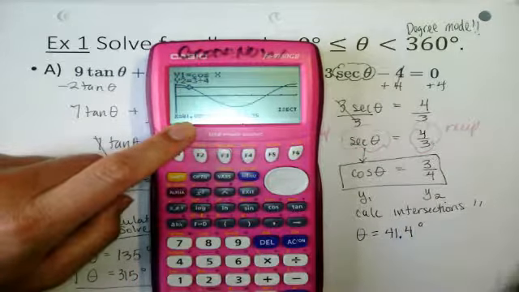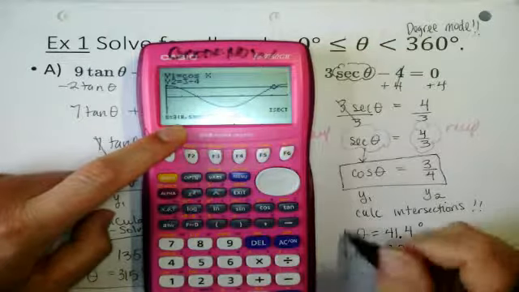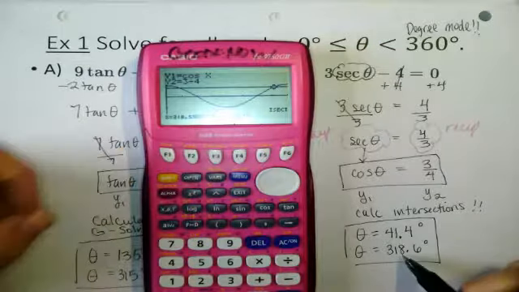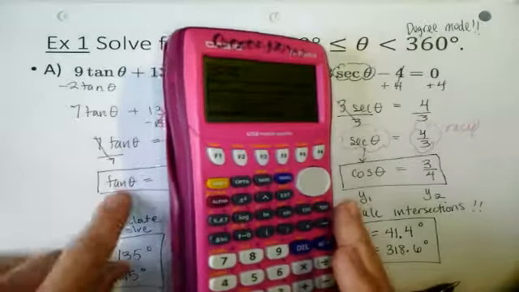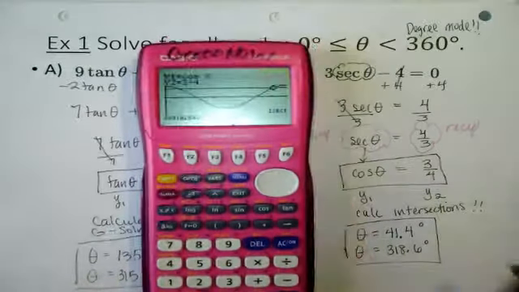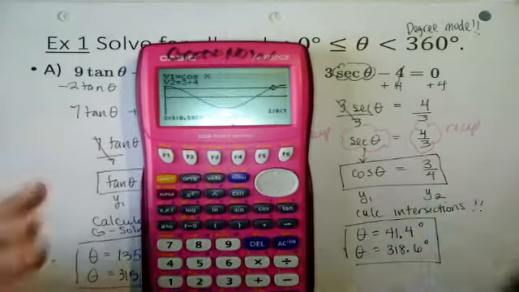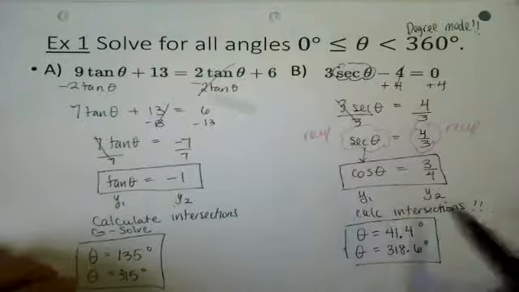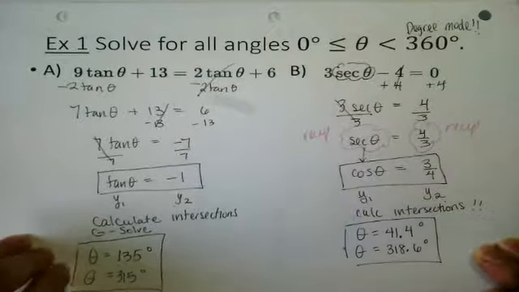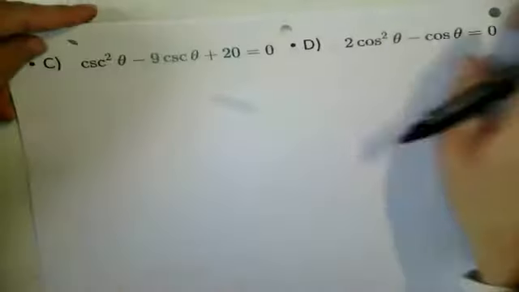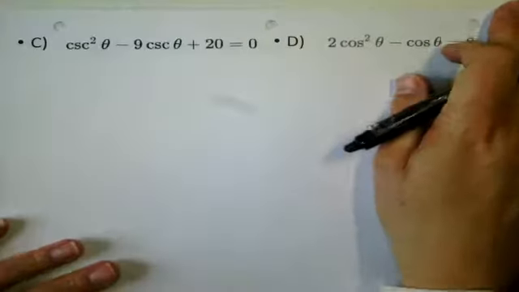And then 318.6 degrees. And those are our 2 intersections. You see those did not differ by 180. That's specific to tangent. So very cool using the intersect feature. And that works for all kinds of equations. Anytime you have an equation, left side in y1, right side in y2. And the Delta Math explanation is way different. So I encourage you to keep watching these videos.